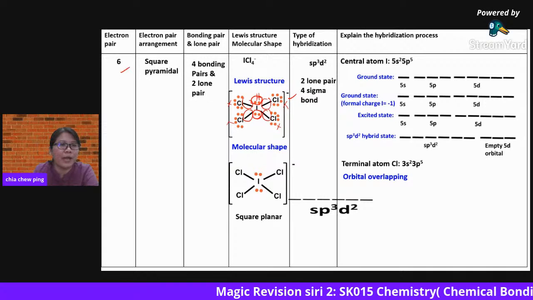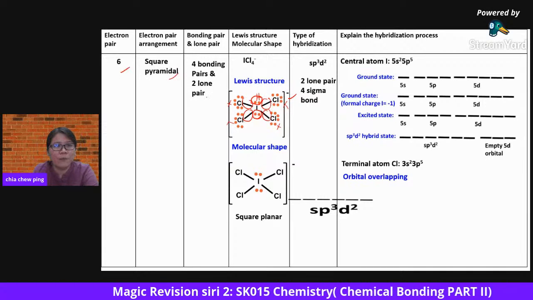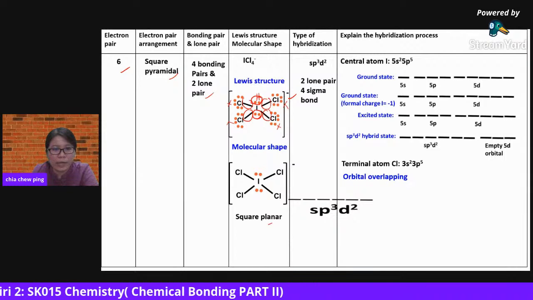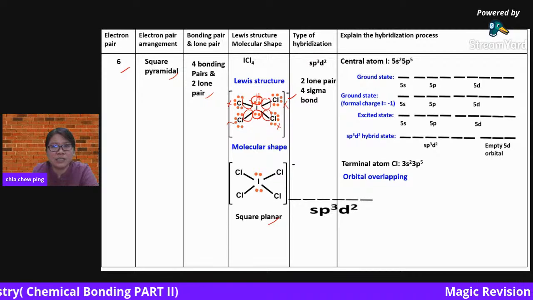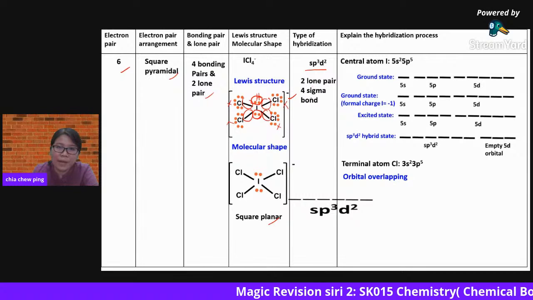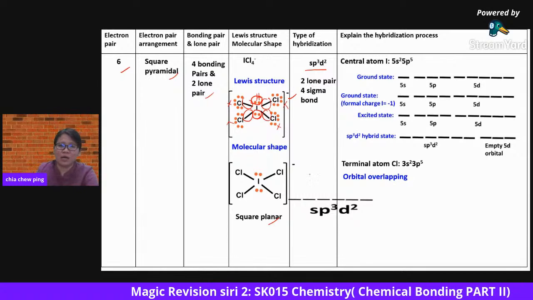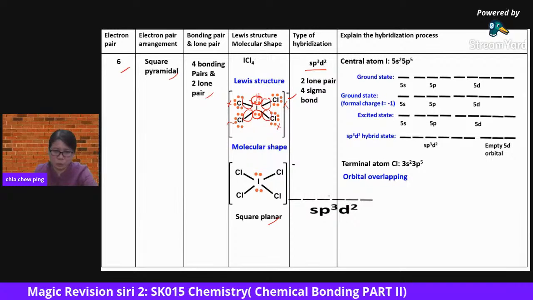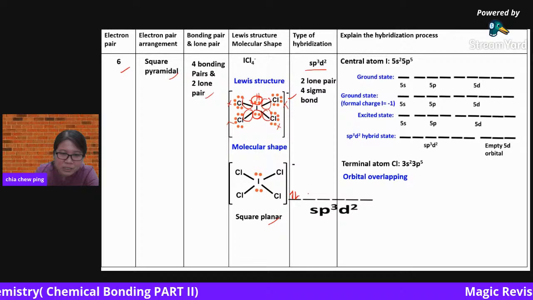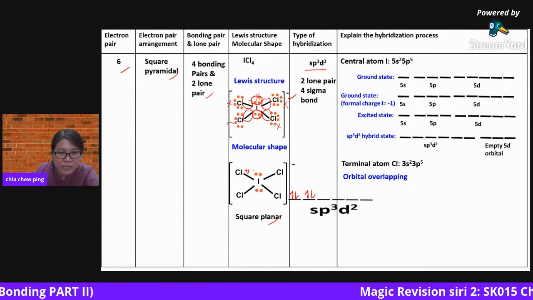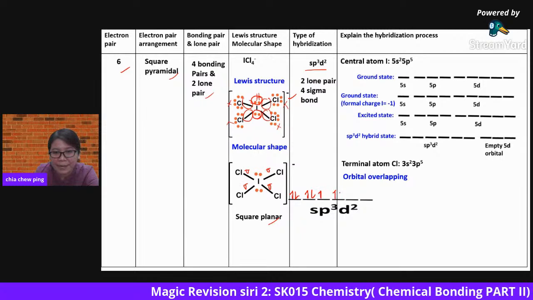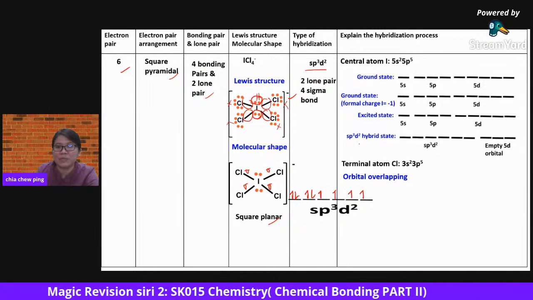So 6 electron pairs, square pyramidal electron geometry, 4 bonding pairs, 2 lone pairs, and the molecular shape is square planar. Since it's 6 electron pairs, the type of hybridization is sp3d2, with 2 lone pairs and 4 sigma bonds. How do I predict the sp3d2? Make sure there are 2 lone pairs, and 1, 2, 3, and 4 sigma bonds, so 4 unpaired electrons. This is what we expect to get.